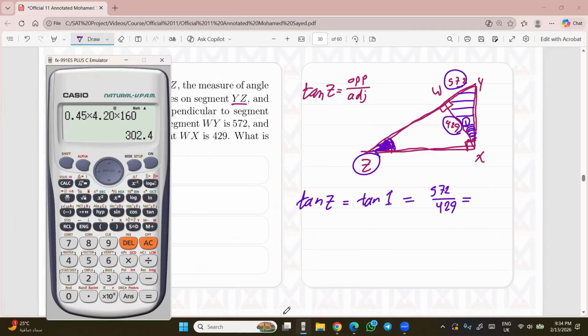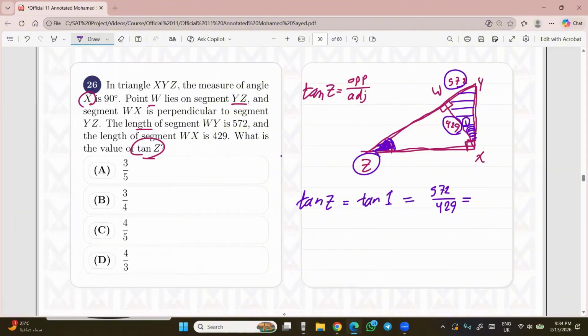We can write 572 divided by 429 and get the answer as 4 over 3, and tan Z is equal to 4 over 3, letter D. I hope you understand it. So this is the best method to use.